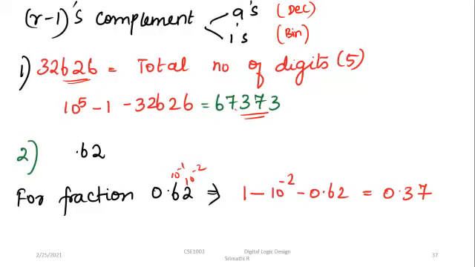For a decimal fraction, we know that this is 10 power minus 1, this is 10 power minus 2. What I will be doing is 1 minus 10 power minus 2, the given digit is 10 power minus 2, minus 0.62, this is 0.37. For a fraction, I will be taking the 9's complement like this.